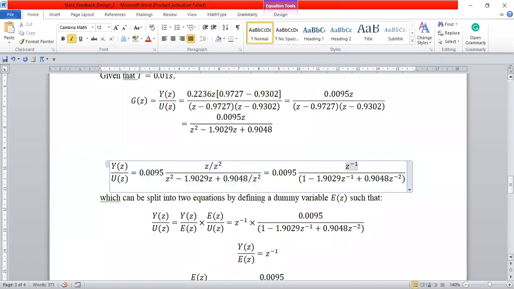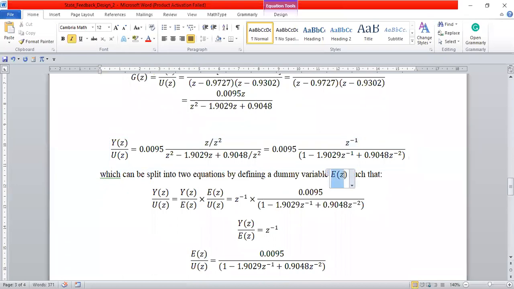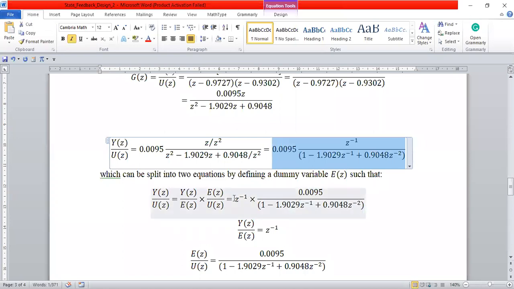Then the next step, which is the second step, is to introduce a dummy variable. We just call the variable E of Z, meaning that it's the error. We just name it E of Z, such that when you perform this operation, you are going to arrive at the original transfer function. So you're going to split the transfer function into two. And after that, we are going to separate them. So now we've separated, so this was the original transfer function. Then we are separating it into two.